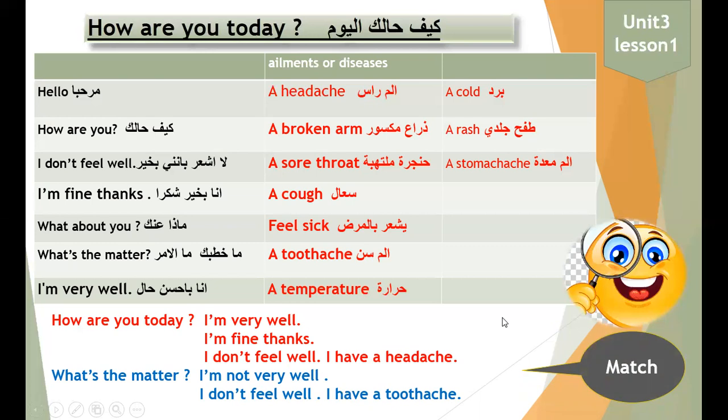So our lesson for today was lesson 1 of unit 3. Dear pupils, I ask you to memorize the names of the diseases that appeared. Although maybe it is difficult, I think you would practice to read them by yourself at home and then study the spelling for these words.